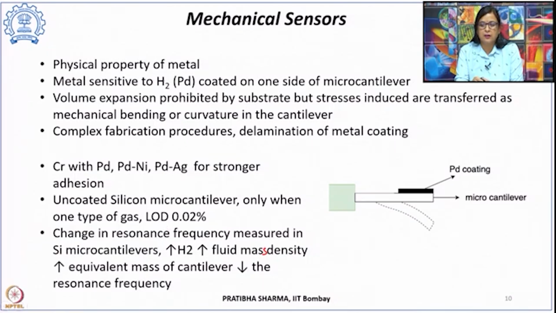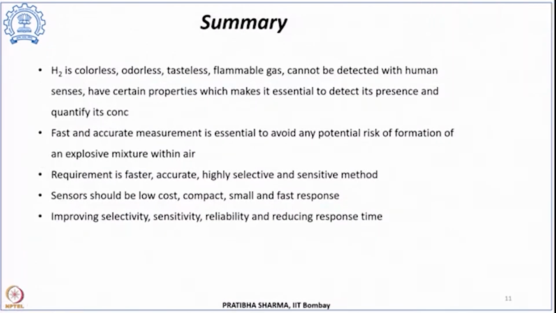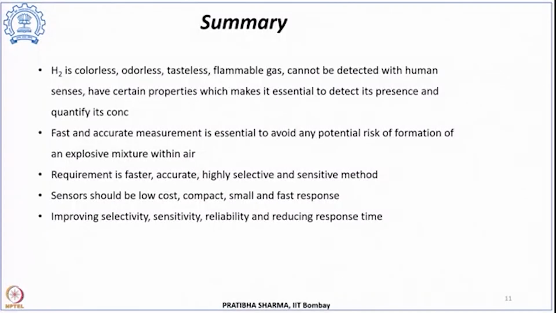Now to summarize this portion, we know that hydrogen is a colorless, odorless, tasteless, flammable gas, and it is not possible to detect it by human senses. It also has certain properties like wide flammability limit, low ignition energy, and a certain auto ignition temperature, all that we have seen in the very first lecture, and that makes it very much essential to detect its presence and to quantify its concentration so as to avoid any hazardous situation. Now it is required that a very fast and accurate method of such measurement should be there to avoid any potential risk of formation of an explosive mixture in the air.